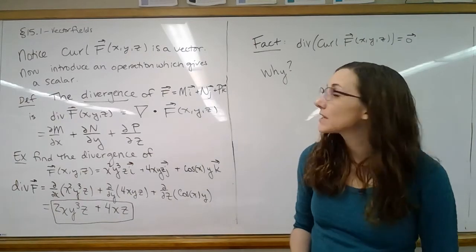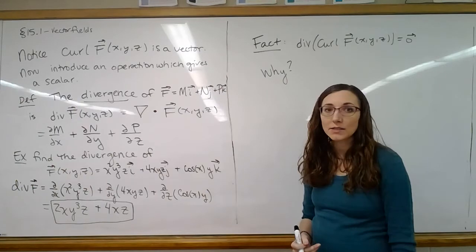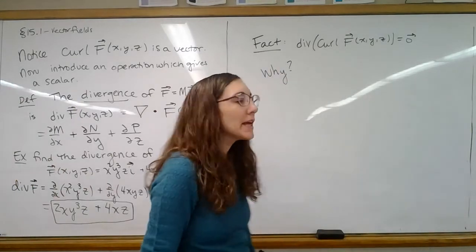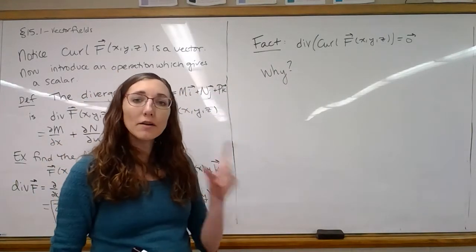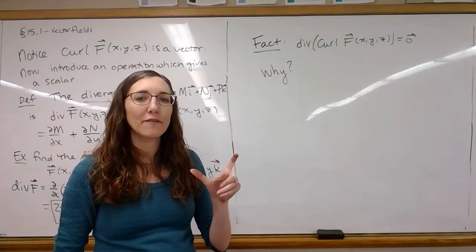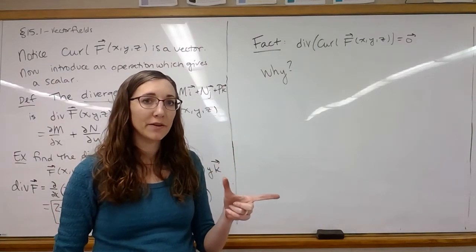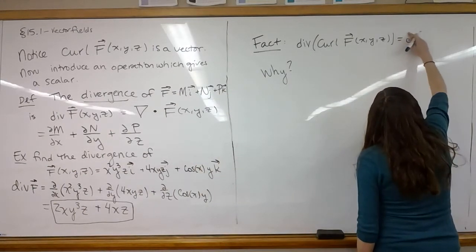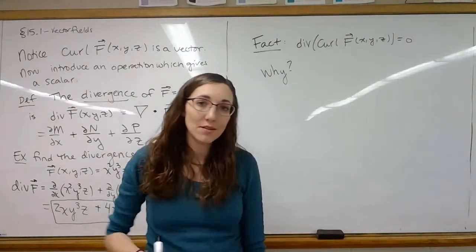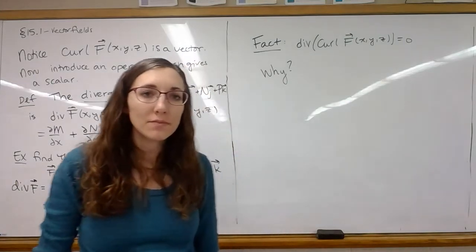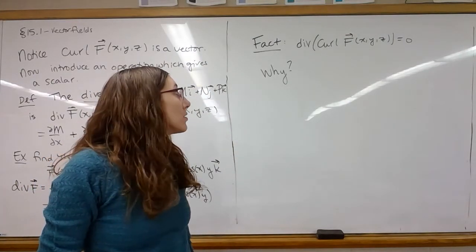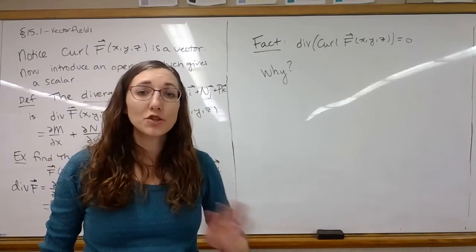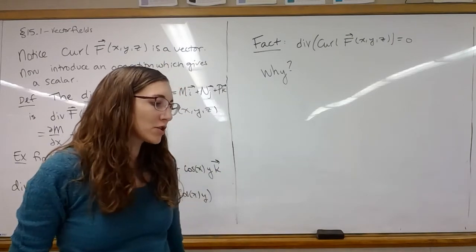A fun thing that we can see is that if you take the divergence of the vector valued function that you get from the curl of f, it's always going to be, excuse me, it shouldn't be the 0 vector because it's not a vector, it's a scalar. It should just be 0. So the question is, why is that true? And this should be true for all vector fields.